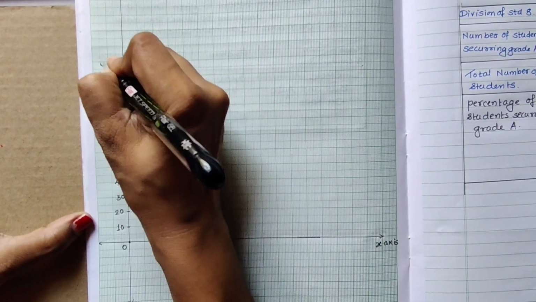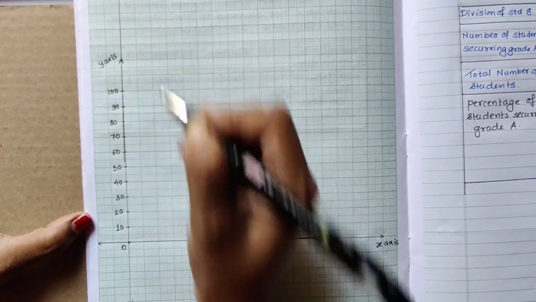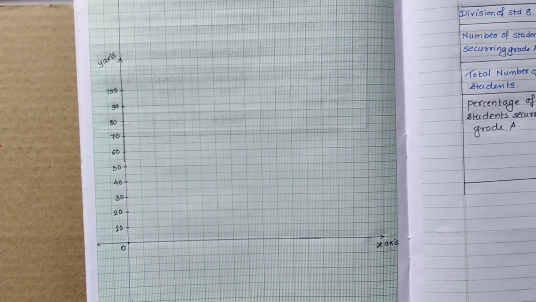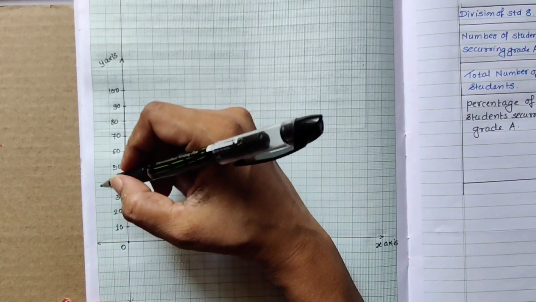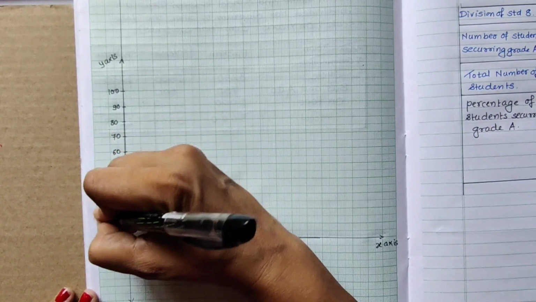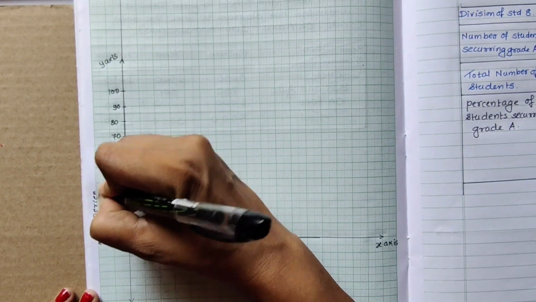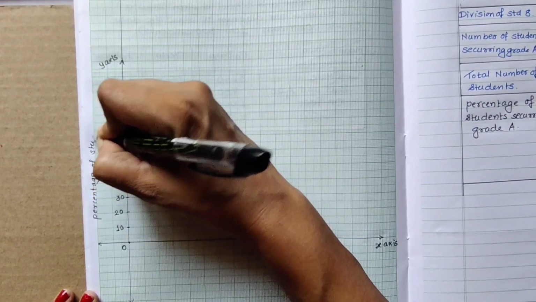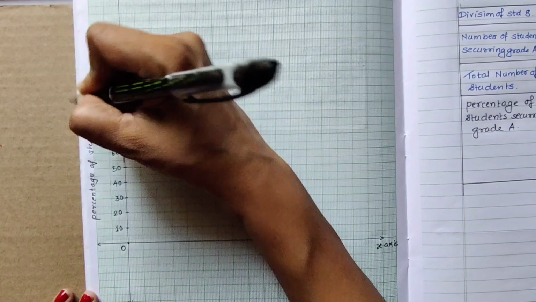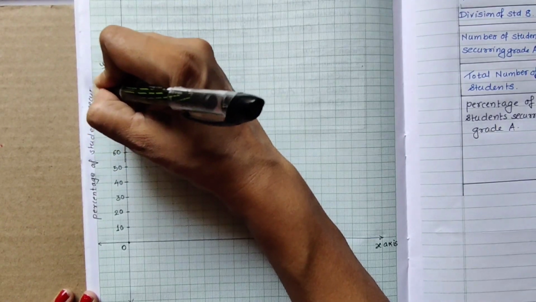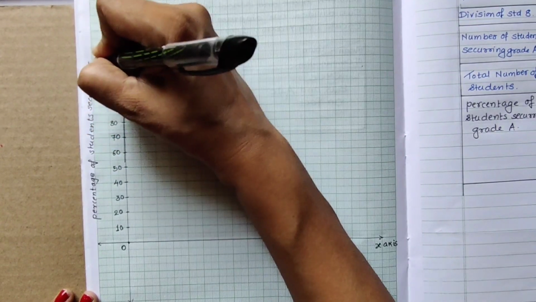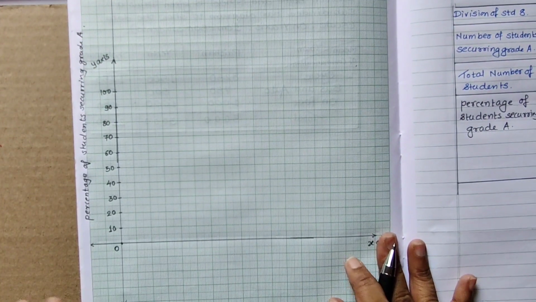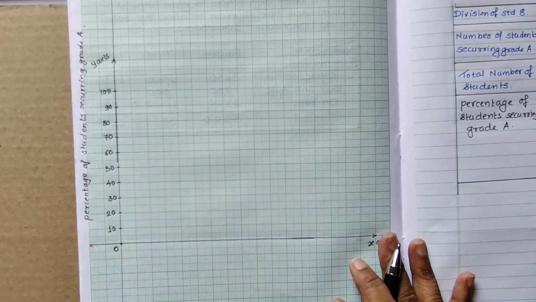This is our y-axis. Okay, so in this way we have to write the coordinates on y-axis. On y-axis we have taken the percentage of students securing grade A. So in this way we have taken percentage of students securing grade A on y-axis.